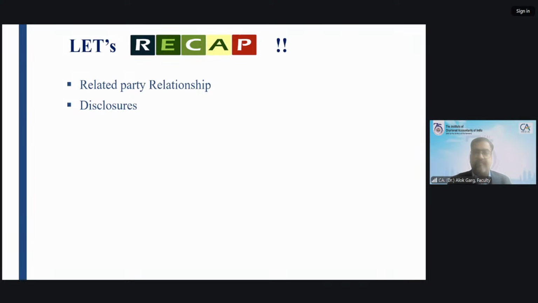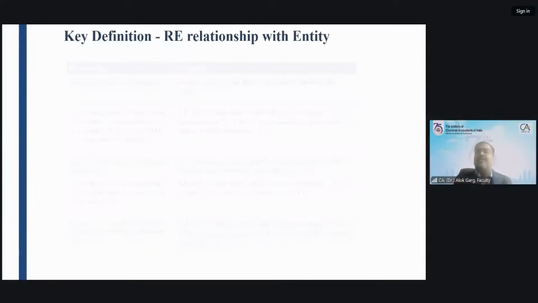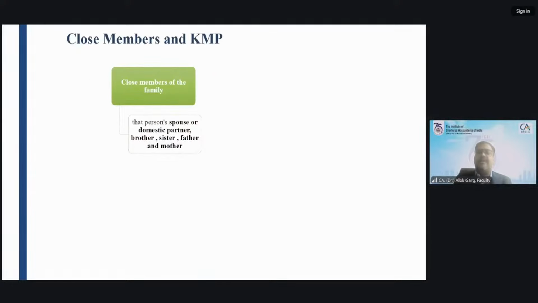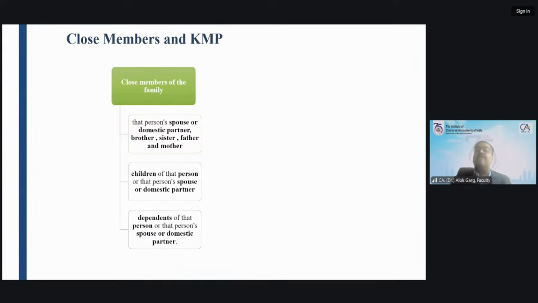Say, for example, we discussed the close family members: parent, child, spouse of each other, sister, brother, all these things. When a person is appointed as a KMP, whether all the relationships are to be established in the report? So when his appointment is happening, all these relatives are required to be disclosed, right?